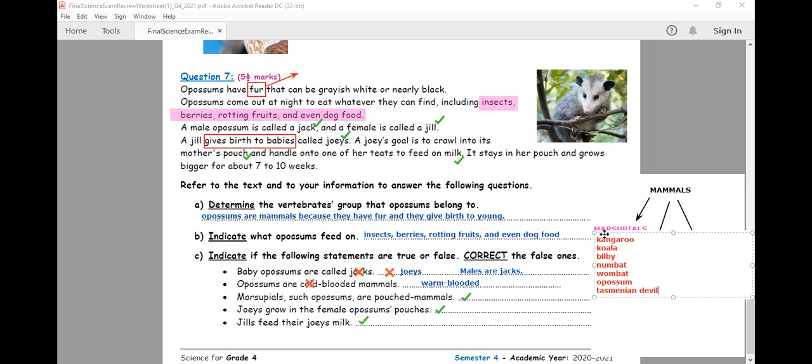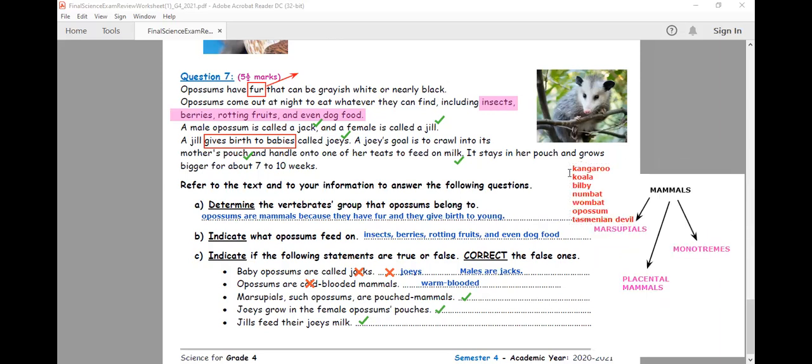So these are marsupials. Monotremes are the two: platypus and echidna. These are mammals. They are covered with fur. They feed their babies milk. But they lay eggs.